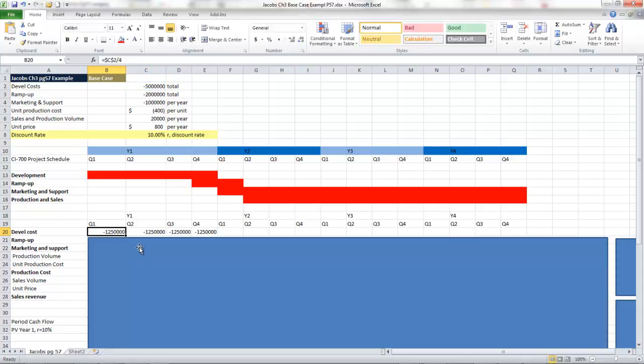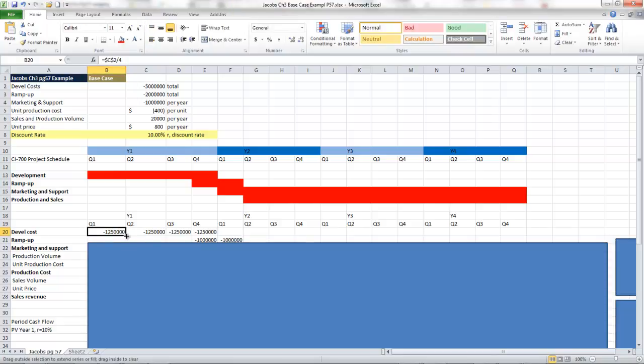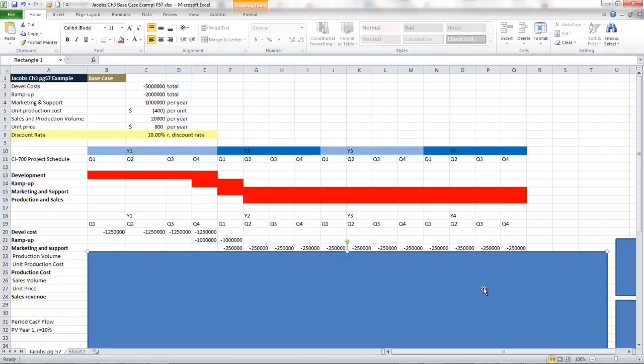And so once we calculate that once here, we just put in this simple formula for the cell, and then we can just copy that across the row like that, and you can see it drops in identical numbers across that. So we've spread our development costs out over 4 quarters. We've spread our ramp-up costs over 2 quarters here, and marketing and support.